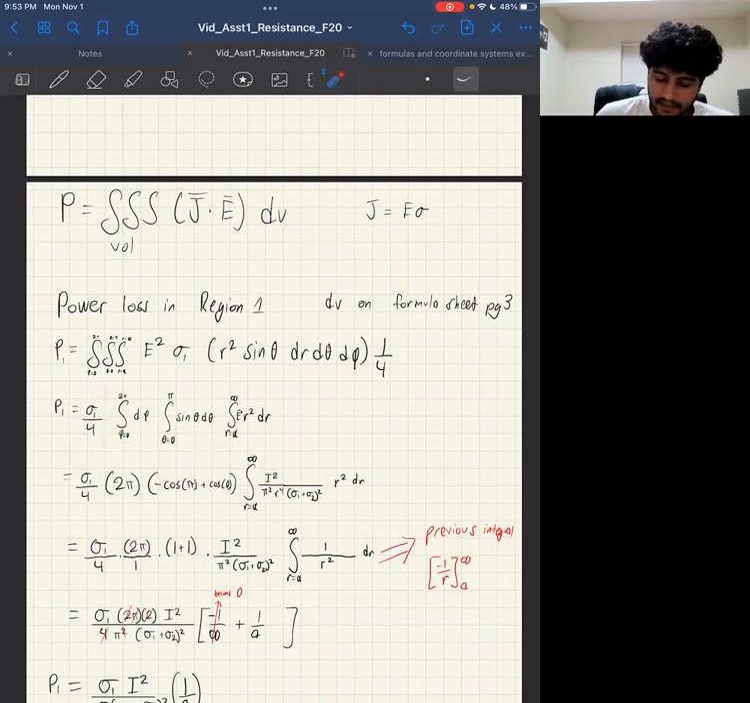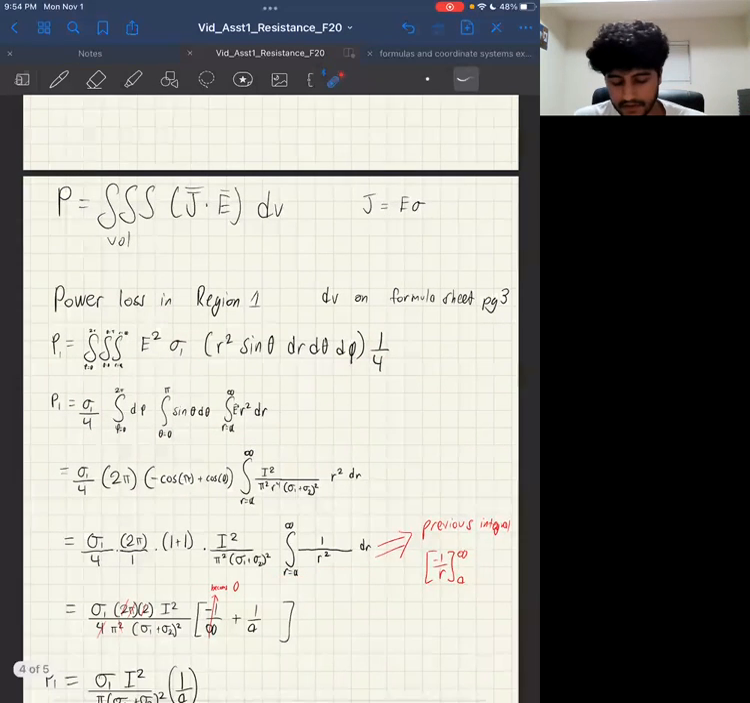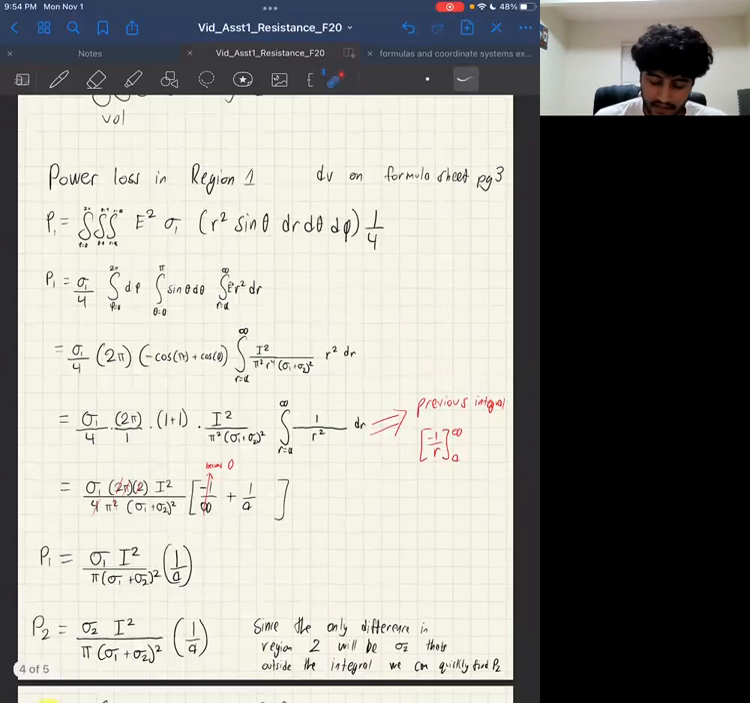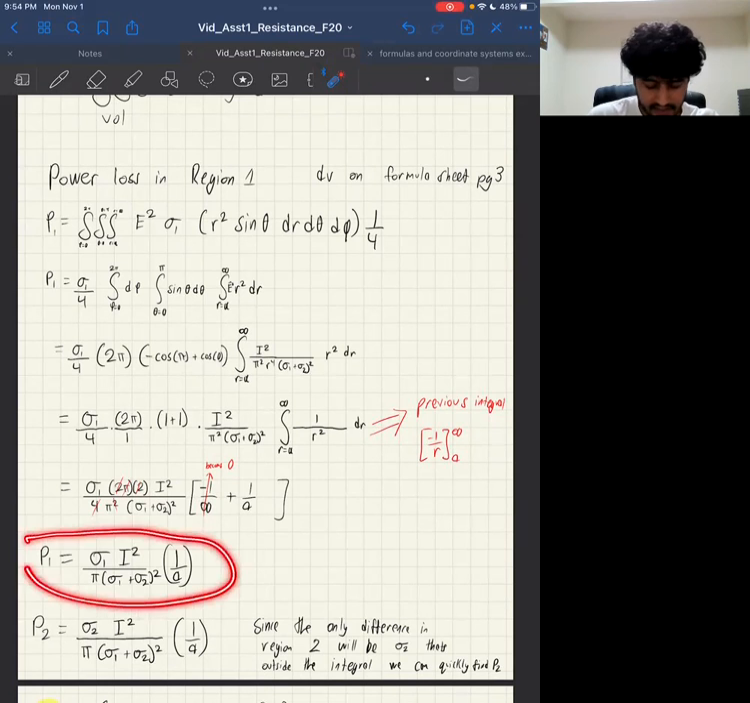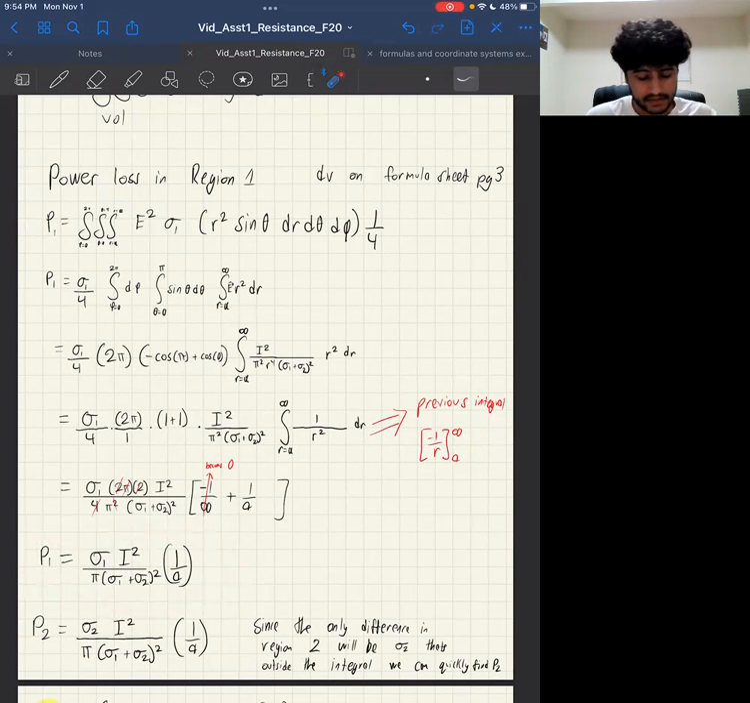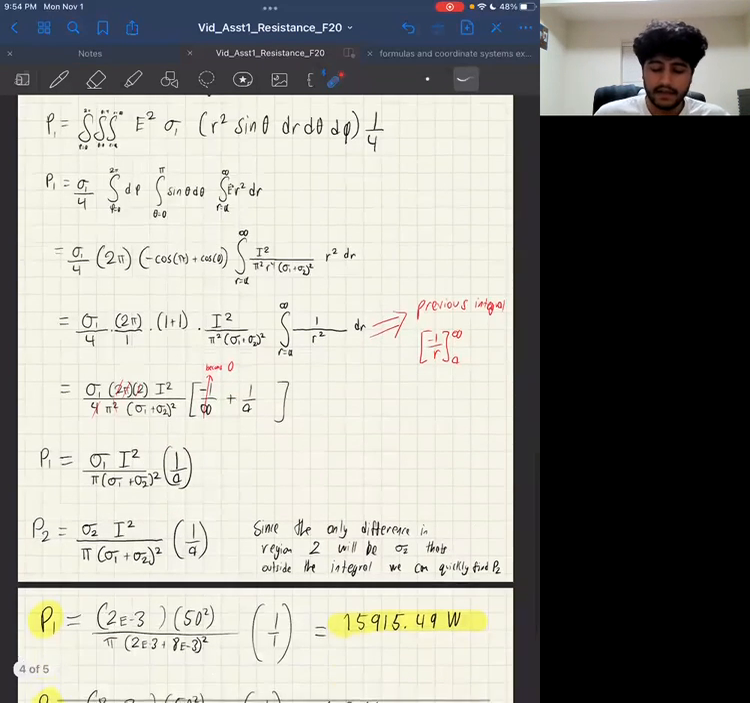A neat thing is that the integral here on R is the same integral that it was in the previous question, so that saves a bit of work. And the 1/infinity becomes 0. And we can cancel out the numerator and denominator like terms. And it leaves us with this expression for power loss in region 1.